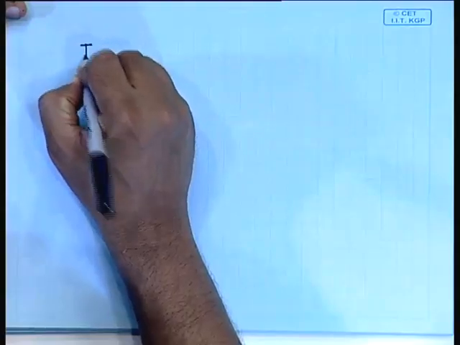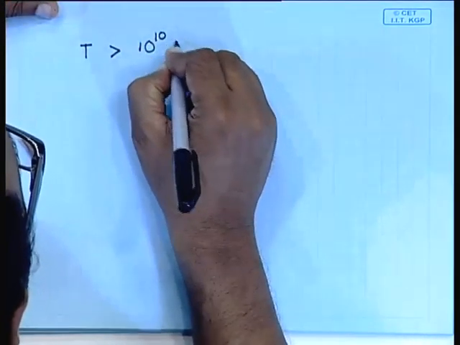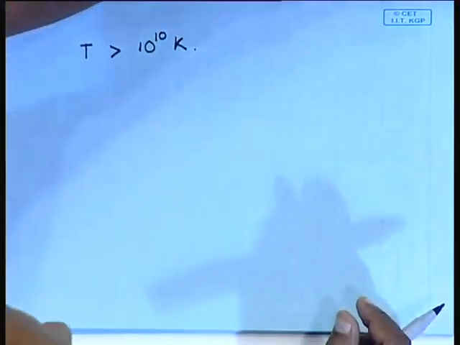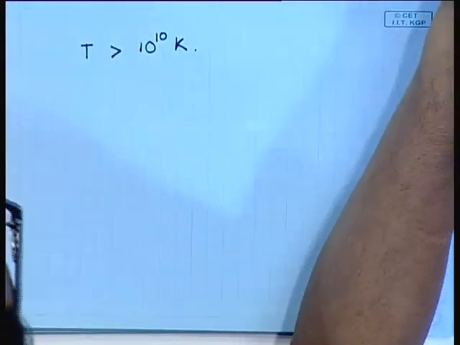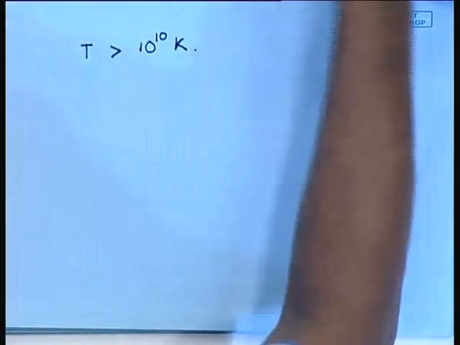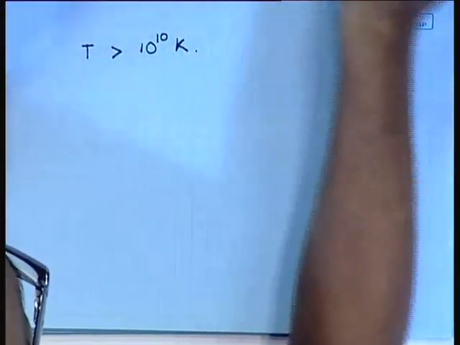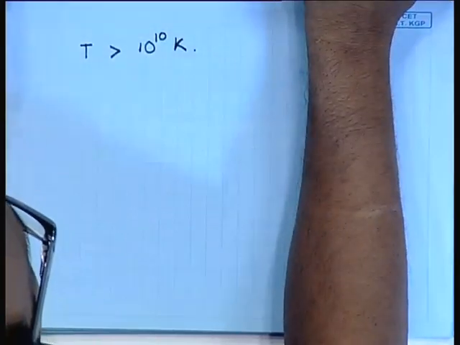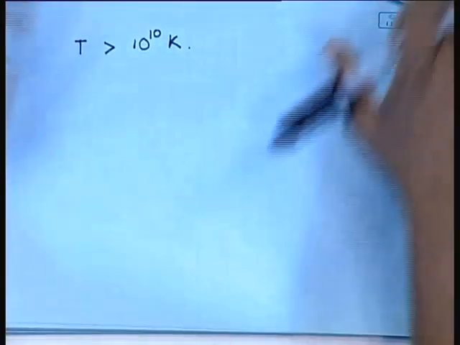Now, let us have a look at the thermal history of the universe. The first point is that at temperatures T greater than 10 to the power 10 Kelvin, what do I mean by this? Let me get the picture which I had drawn. I can't find it, but I can draw it for you again. It's a very simple picture.